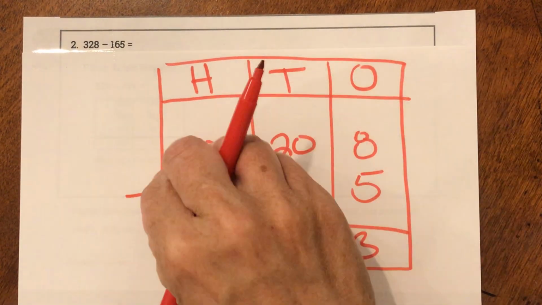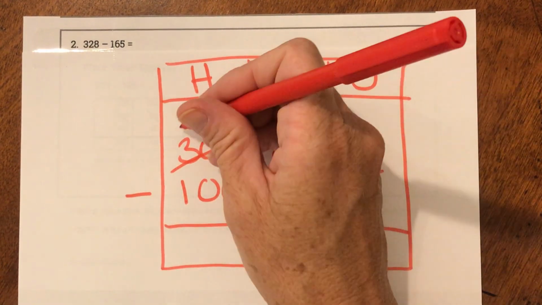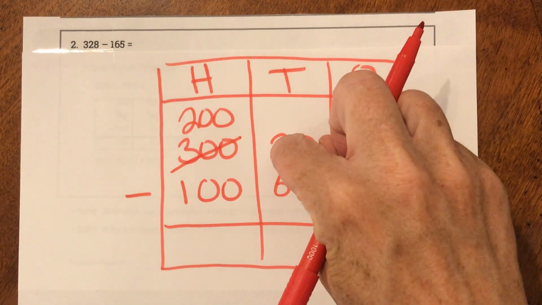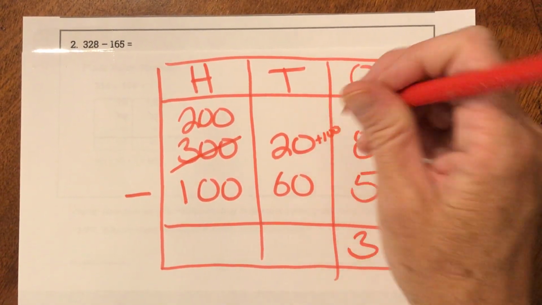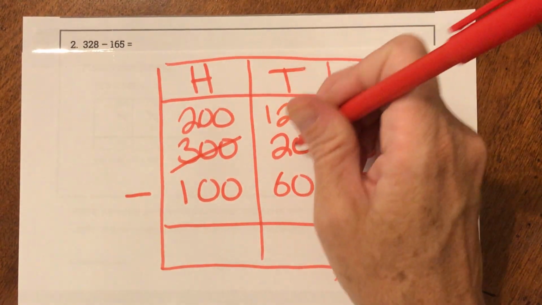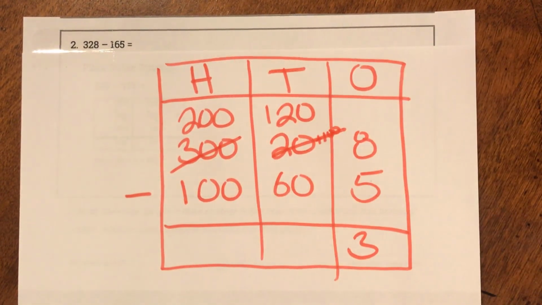So I need to come over here and take 100 away. So instead of having 300, I'm only going to have 200 over there. And I'm going to add the 100 over here. So what would that be if I had 20 plus 100? That would be 120. So I took 100 from there and put it over here.